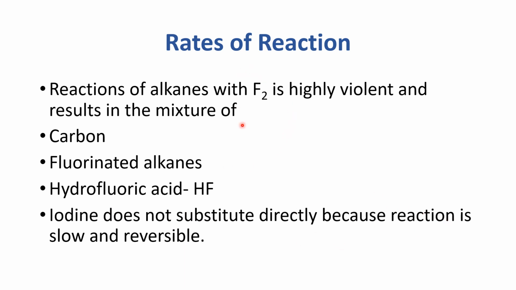Usually the reaction with fluorine is very vigorous, while the reaction with iodine is slow and reversible. That's why we prefer chlorine or bromine. That's why the order of reactivity would be fluorine, then chlorine, bromine, and iodine. Fluorine would be too vigorous, iodine would be too slow, and chlorine and bromine would be effective.